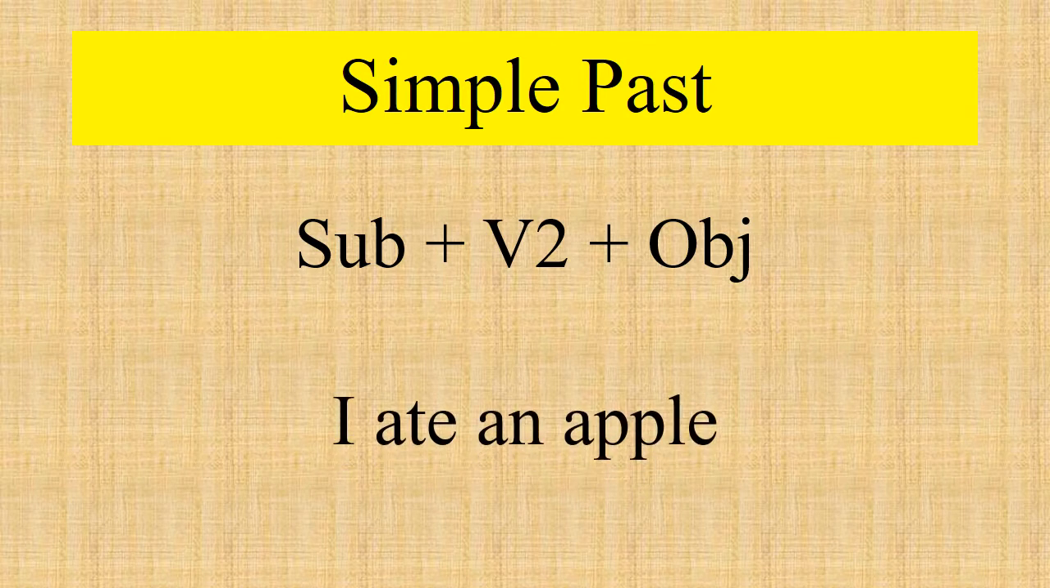I have taken the same example so that it is clear to you. I ate an apple. I is the subject over here. Ate is the past form of the verb, V2. Object is an apple. I ate an apple.